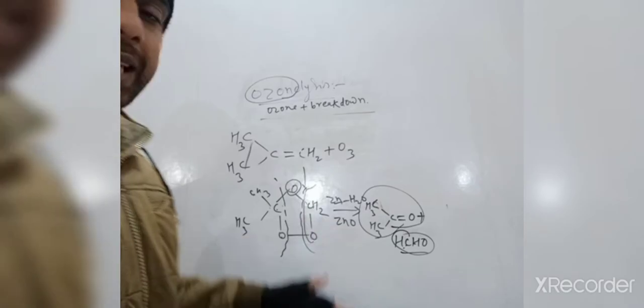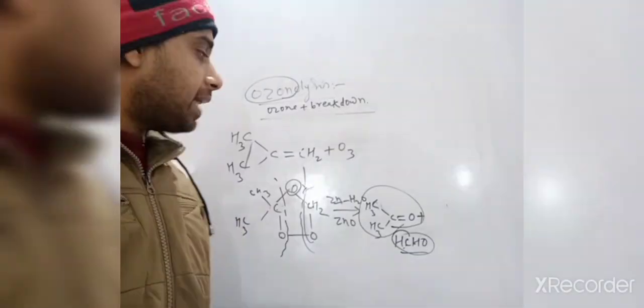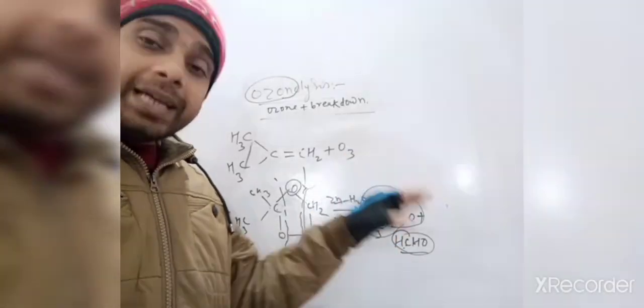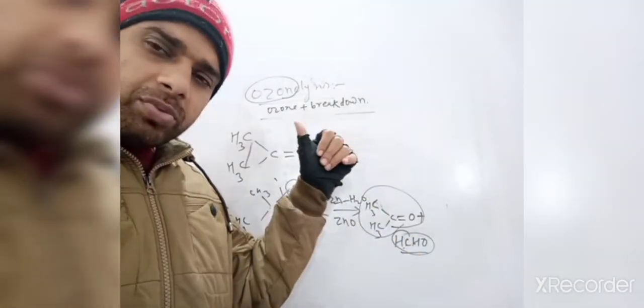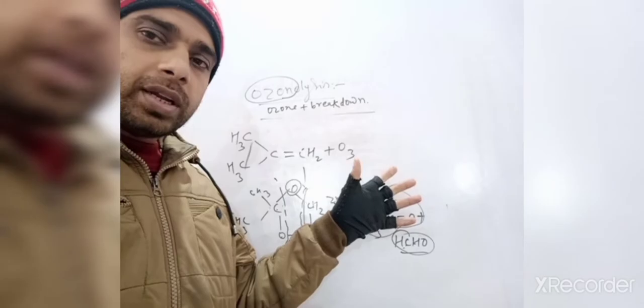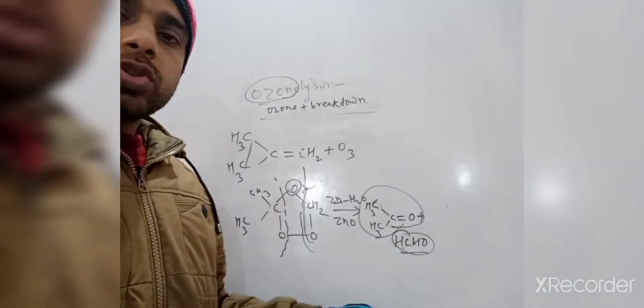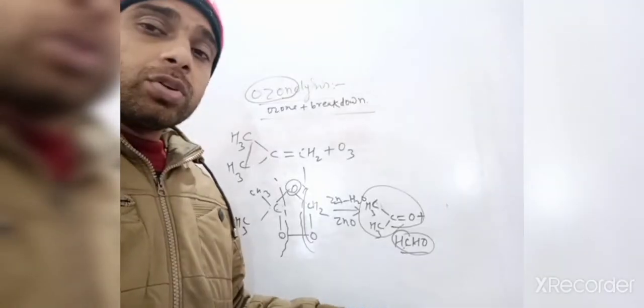But in the first example, I had seen that it formed two molecules of aldehyde. One was formaldehyde and one was CH3CHO, acetaldehyde. So this one is the major product. You can form the ketone also and you can form the aldehyde also.